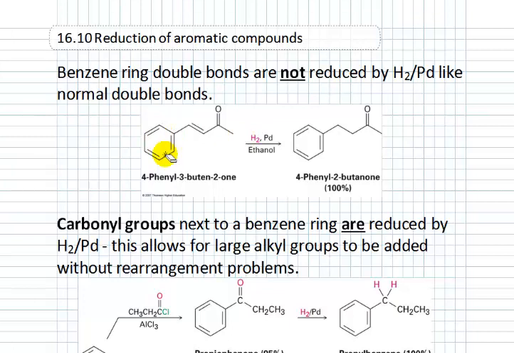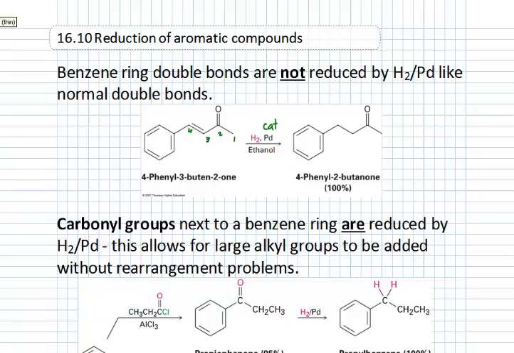benzene untouched. So if I have this compound 4-phenyl-3-buten-2-one, I'll number this for you. It's a 4-carbon compound, carbonyl C double bond O, and carbon 3 double bond on 4, and a benzene ring attached to carbon 4. So if I react that with hydrogen and palladium, palladium is the catalyst. It's the metal catalyst that allows us to add hydrogens to things like double bonds.